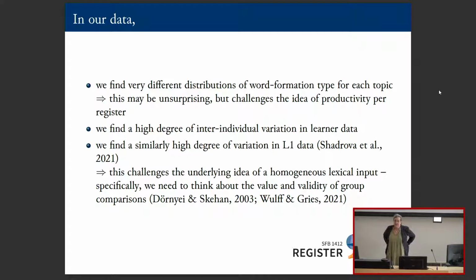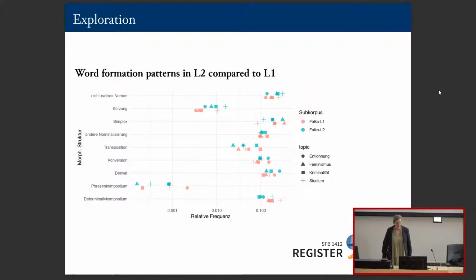We also find that in the L1 data, and that challenges, of course, the underlying idea of a homogeneous lexical input. Specifically, we need to think about the value and validity of group comparisons. And I've seen many group comparisons here. And I know, again, that we're not the first people who noticed this, but I think it's a drastic difference here that you have when you look into this data and the lexicon, and whatever that may mean for the acquisition of lexical knowledge.